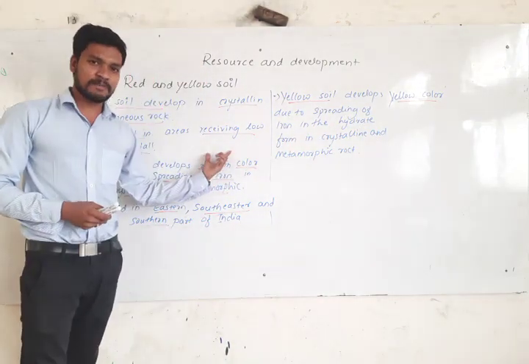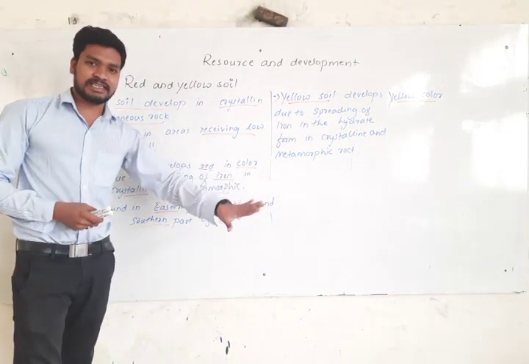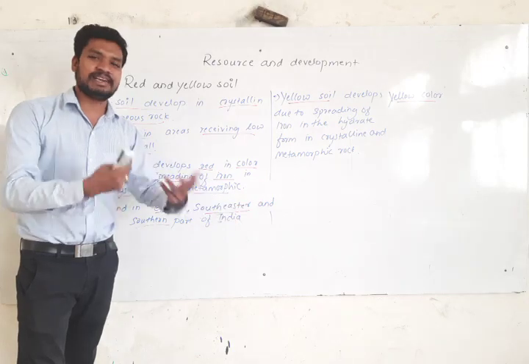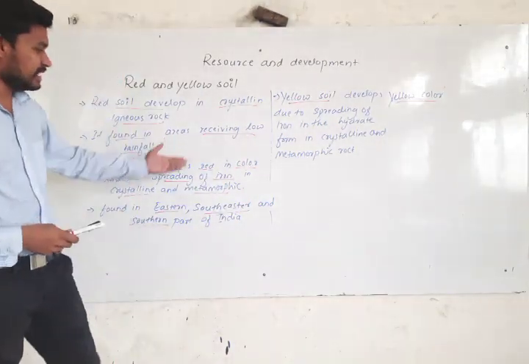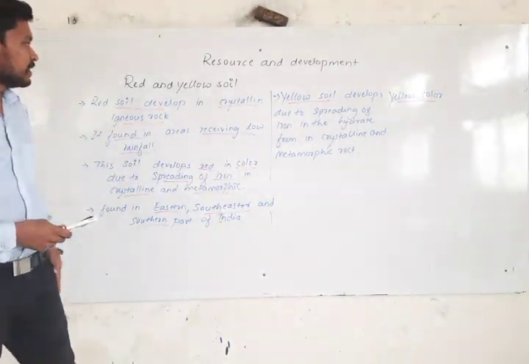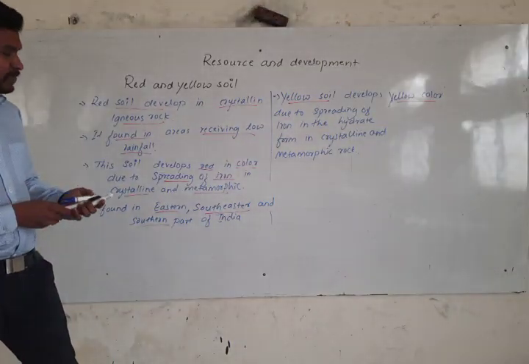Here in the red soil, the spread of iron oxide will not be in moisture, it will be dry, because it will be exposed to the sunlight. So that's the reason it turns its color into red. So that's about the red and yellow soil.